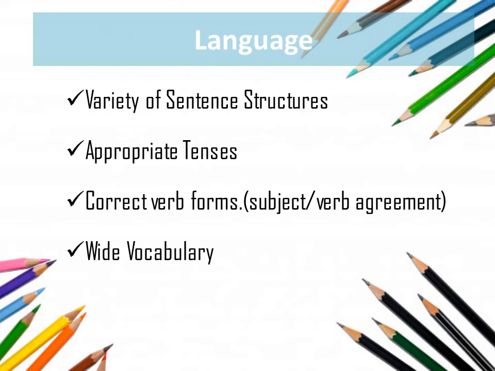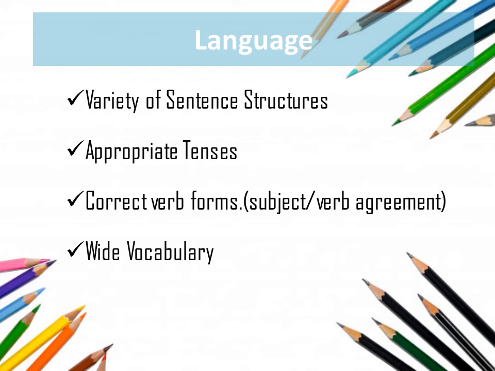To attain maximum marks in language, you're required to come up with a variety of sentence structures: simple, complex, compound. You should use tenses according to the situation. For example, if you're writing a report about an event that had taken place, you are required to use past tense. You're also expected to use the correct form of verbs, and the subject should agree with the verb.